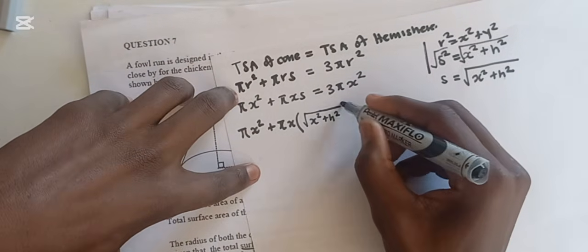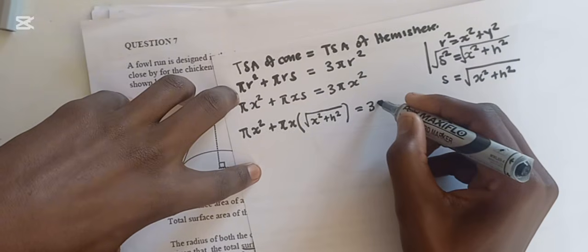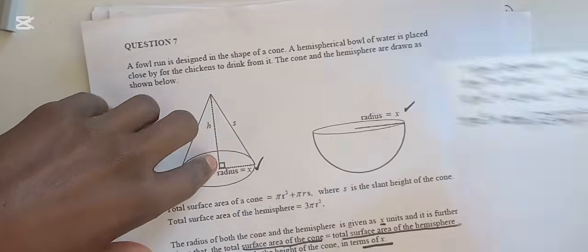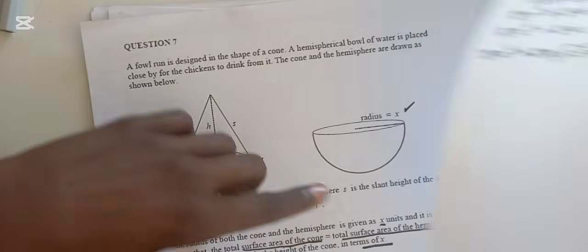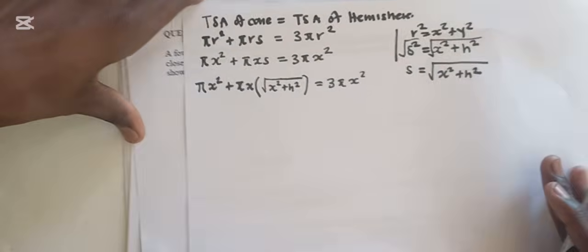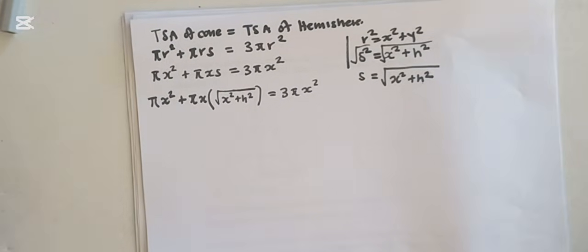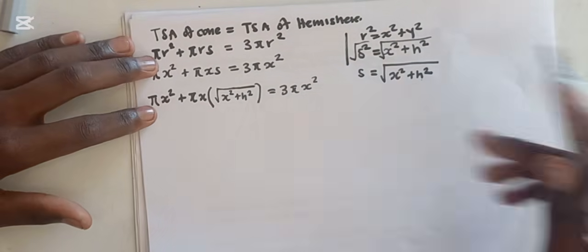Now we just found it here, which is equal to 3 pi x squared. Why are these two equal? It is because they told us that the total surface area is the same as the total surface area of the hemisphere. Perfect. So as you can see here, we have the h, we have the x. Now we just have to simplify and leave h alone here.